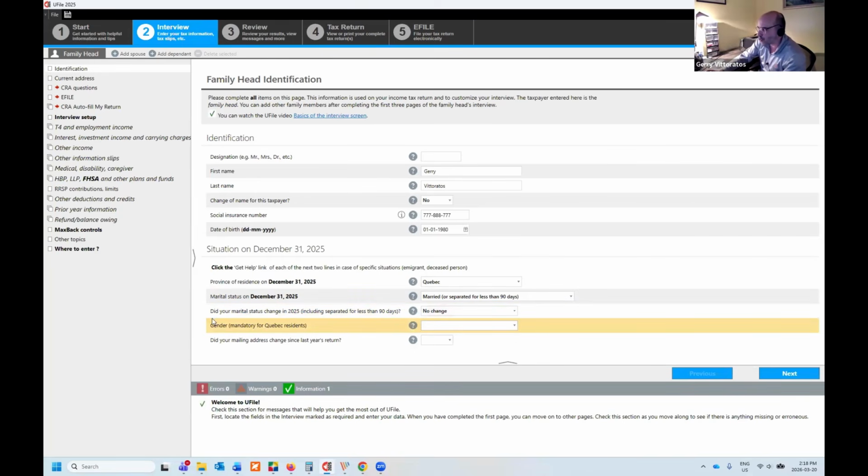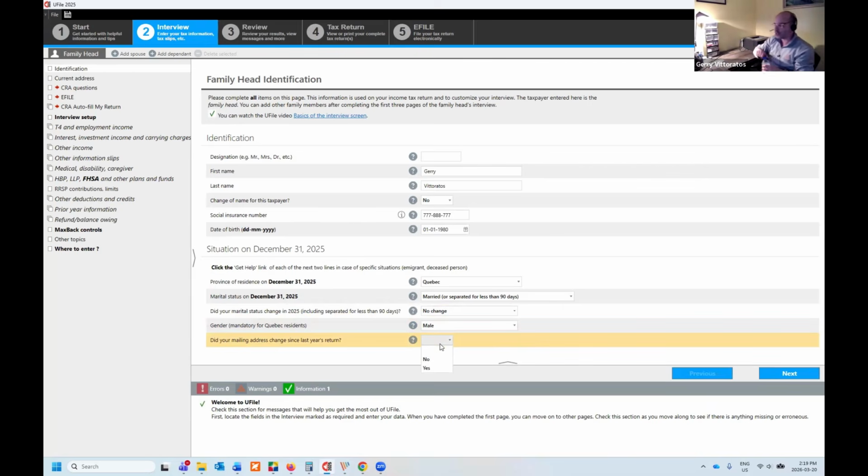Now, don't shoot the messenger. The gender question is mandatory for Quebec. You have to choose male or female. So I'm going to choose male. I'm doing my own return here. And then, has the mailing address changed since the last return? That's also an important question for the government to know whether they have to send the documents to another mailing address. So I'll say no for now.